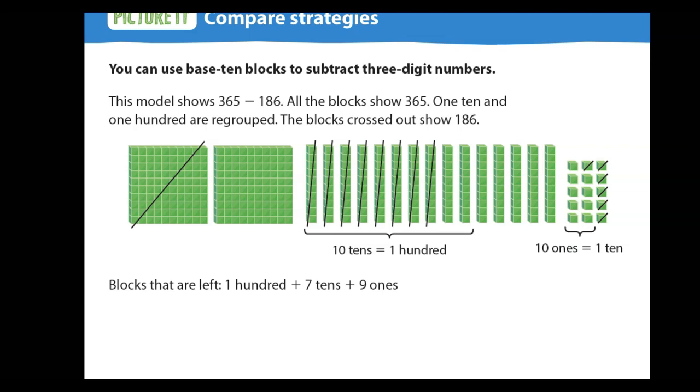All the blocks show 365. A 10 and a 100 are regrouped. The blocks crossed out show 186. So the answer was 186, and they have 100, right? And how many tens were crossed out? 1, 2, 3, 4, 5, 6, 7, and then this was regrouped right here, and that's 8.